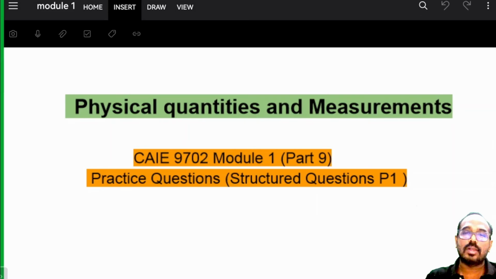If you are getting all correct, it means your physical quantities and measurement concept is clear and you are not going to lose marks from this part of your paper. You can secure your marks. If you make mistakes, you need to identify which mistakes you have made in those questions and remember them. Don't repeat those mistakes in your paper.